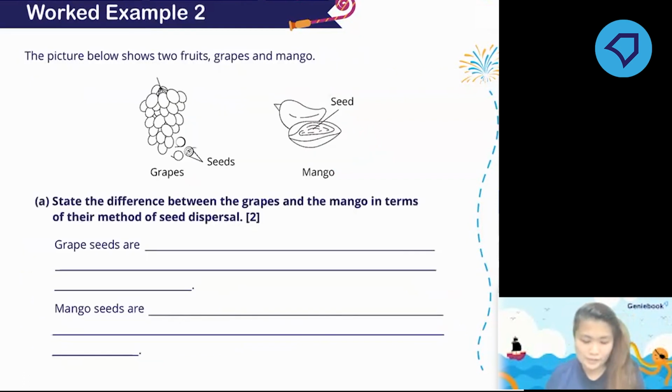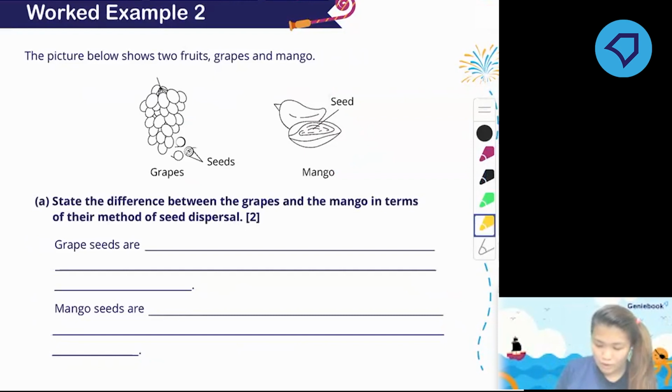Okay, the next one. Grapes and mango. What do we have? They tell you that you have grapes, you have mango, then they're asking what is the difference? How are they different? Take note, in terms of method of seed dispersal. How are they dispersed in the first place? By animals. But both of them are by animals, then how are they different?